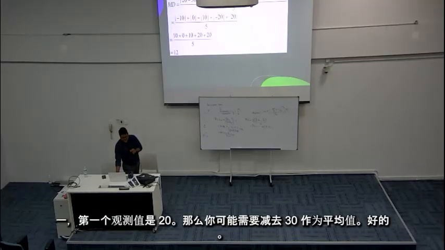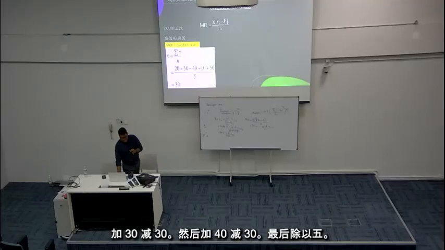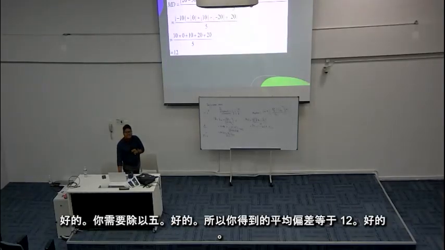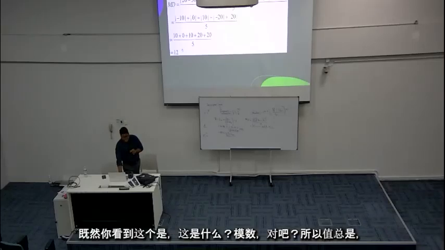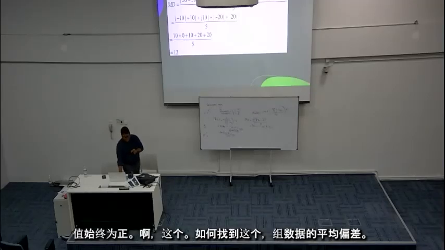The first observation is 20, so you minus the 30 as the mean, plus 30 minus 30, and then 40 minus 30, and altogether you divide by 5. So you get the mean deviation equal to 12. Since this is a modulus, the value is always positive, or we call it the mean absolute deviation, whereby the value is always positive.